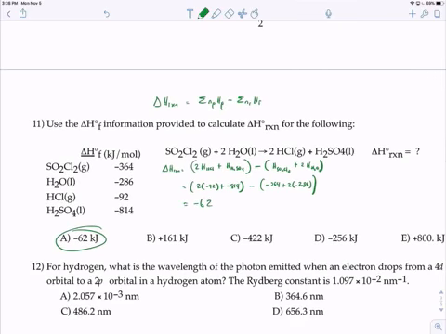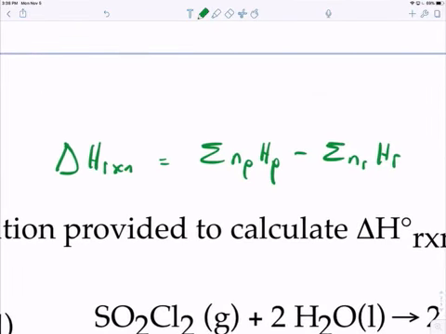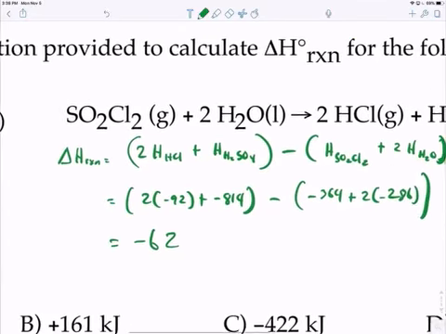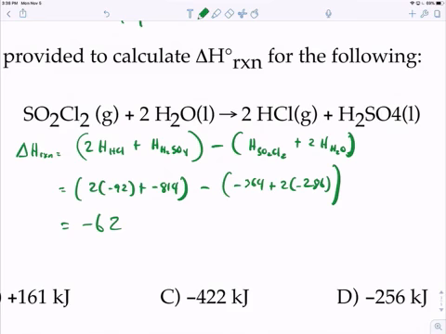So this one, calculate the delta H reaction. The delta H reaction is the sum of the moles of products times enthalpies of products, minus the sum of the moles of reactants times enthalpies of reactants. For this equation, the heat of reaction will be 2 times the enthalpy of the product HCl plus 1 times the enthalpy of sulfuric acid H2SO4 minus the reactants SO2Cl2 plus 2 times that of water. Plug in the numbers from the chart, get the answer. Questions with this one?